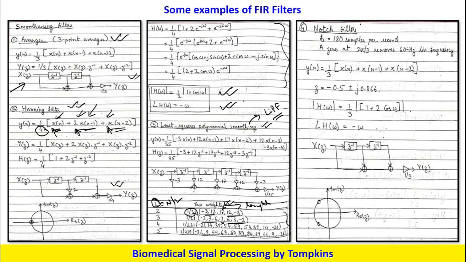Then coming to the notch filter, it is given 180 samples per second as the frequency. It is zero at 2 pi by 3 and removes 60 hertz line interference. This should be the line frequency. This is the equation. You find out the values of z, where the zeros are being placed, and then you get the modulus of H of omega and the phase of H of omega.